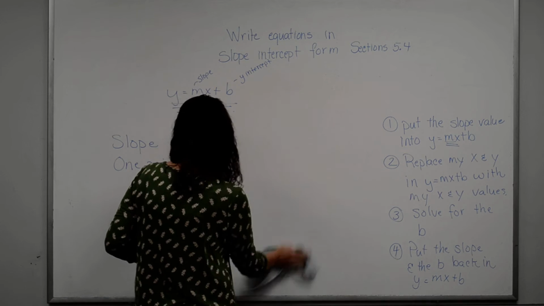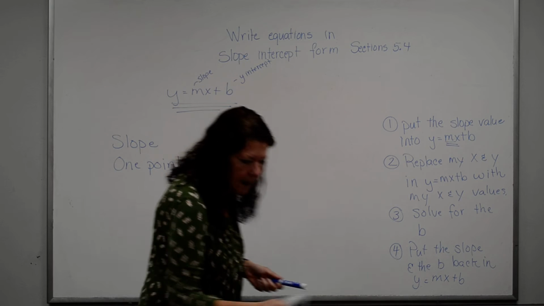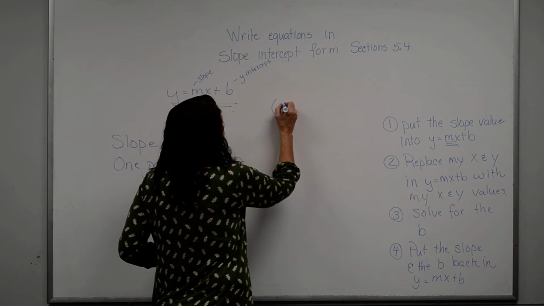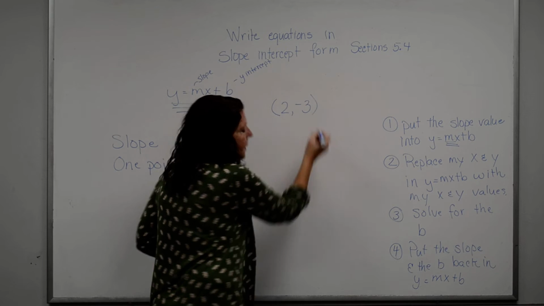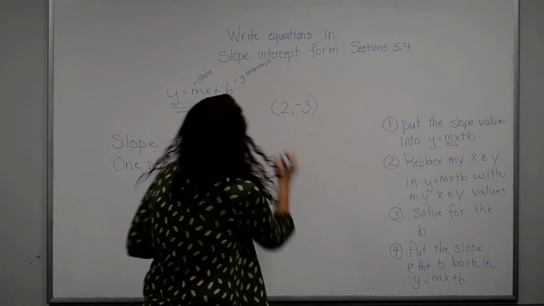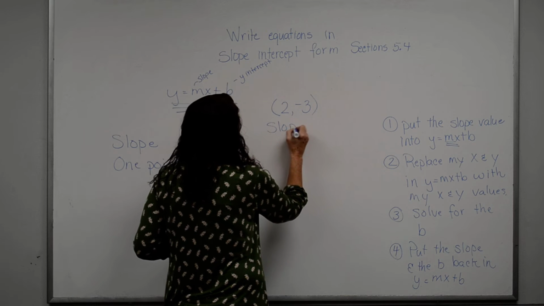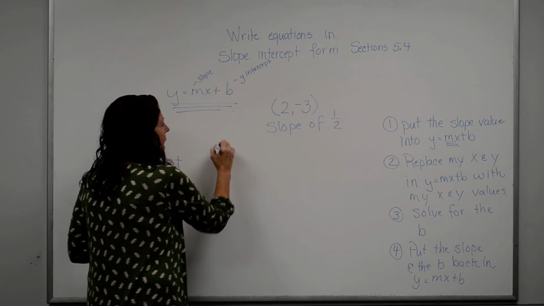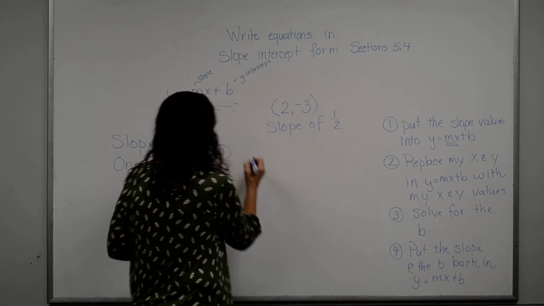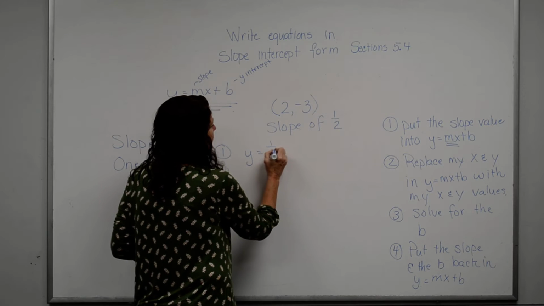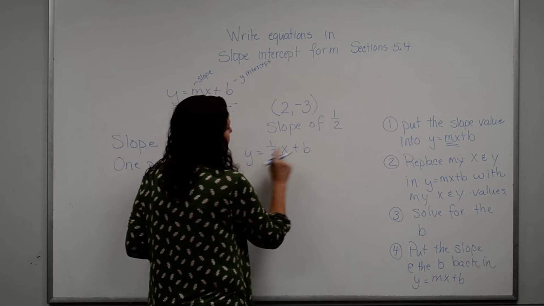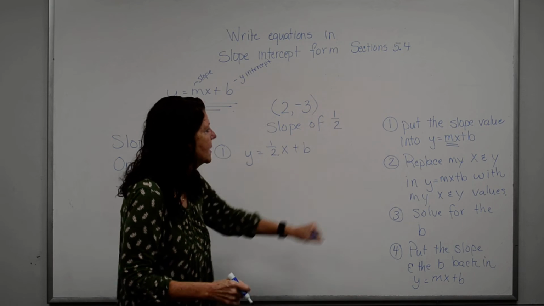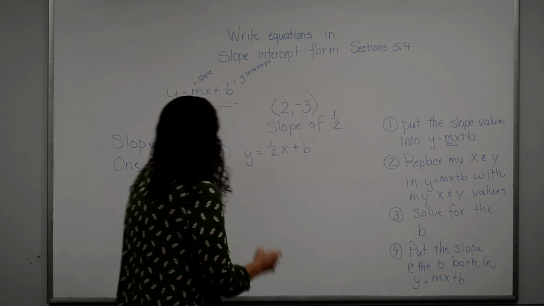Same steps. And this time they tell me I'm going to do the equation of the line that goes through (2, negative 3) and has a slope of 1/2. All right, so step 1, I put this in the m location. So y equals 1/2 x plus b, because remember m is the same as the slope. So I'm substituting it right there in the equation.